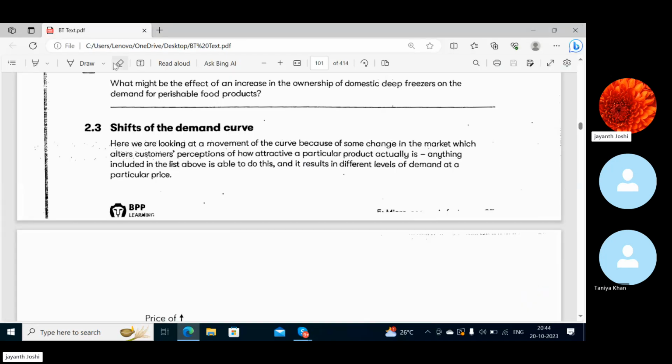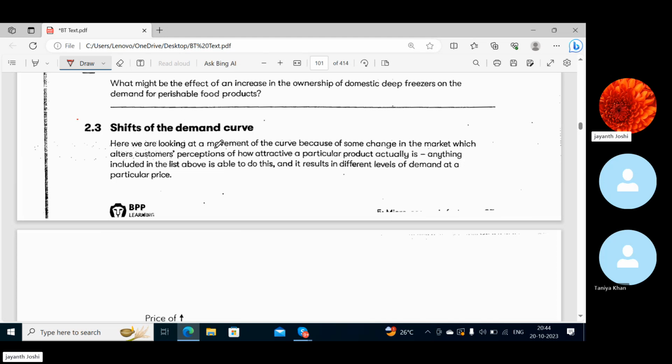So we are discussing the shift in the demand curve in today's class. We are starting from here. Why is there a shift in the demand curve? We will be understanding that now. See, a shift can happen if certain things change. So let's see.